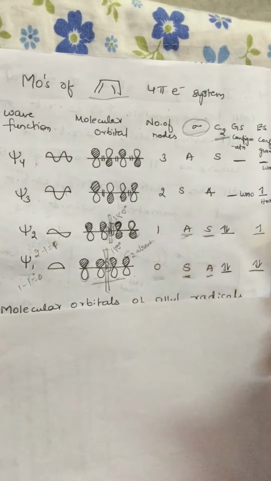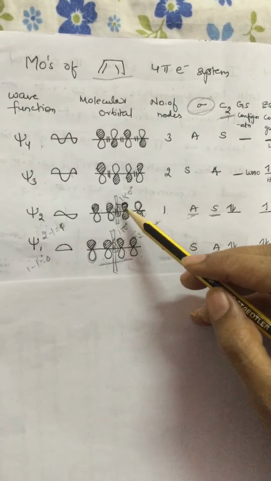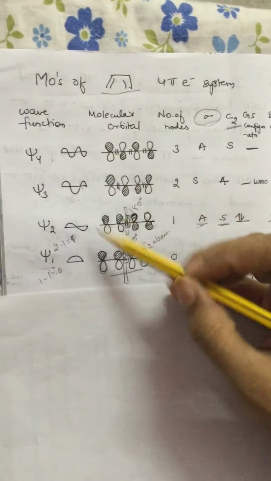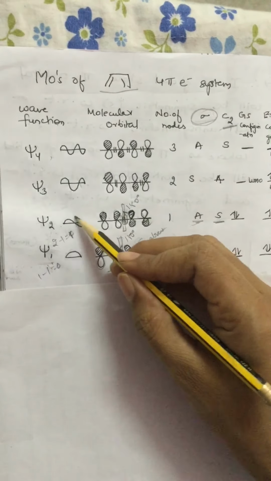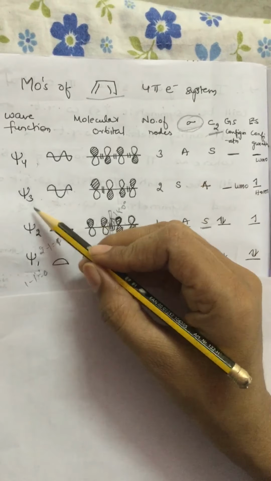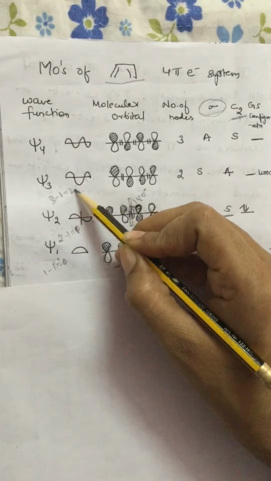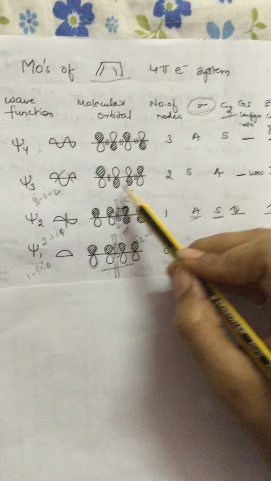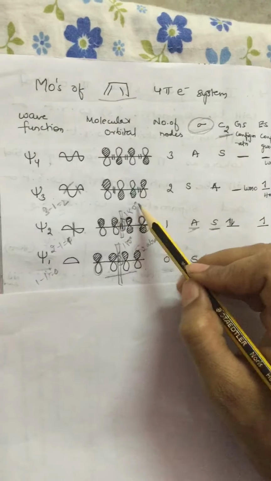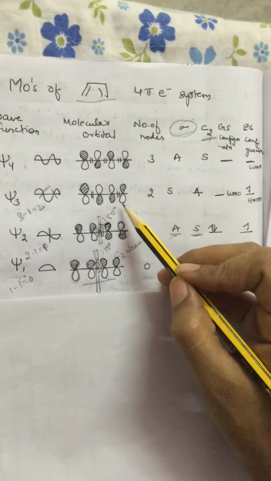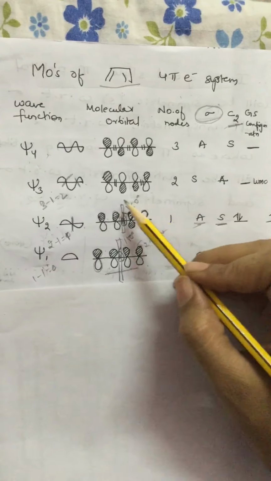Now go for psi3 pi molecular orbitals, right? Girls, here also I have given these wave equations. One node means the node is passing here. Here psi3, 3 minus 1 is equal to 2 nodes here, right? You have to draw the pi molecular orbitals in such a way that you should result in 2 nodes. So this is the best arrangement for that.